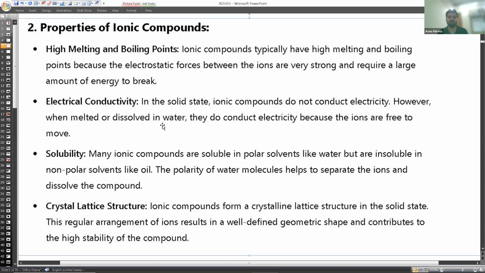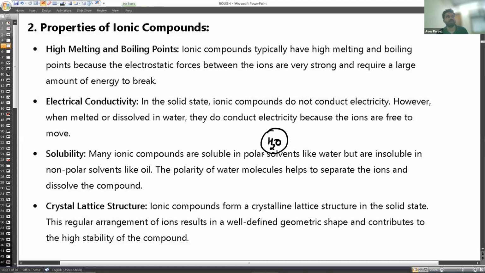Most ionic compounds have positively charged and negatively charged particles, and water is also a polar substance. So ionic compounds are soluble in polar solvents. Polar means having poles, like water, which has positive and negative terminals.